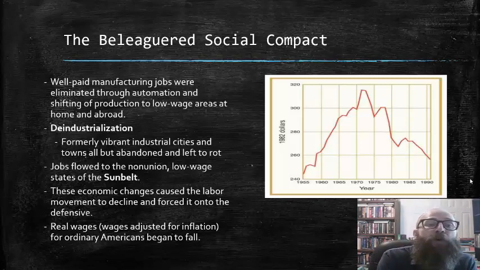Jobs in general flowed to non-union, low-wage states, particularly in the Sun Belt region, which is the Midwestern United States, places like Kansas and Nebraska and Missouri, places like that. These economic changes caused the labor movement to decline precipitously and forced it onto the defensive. Real wages, which are wages adjusted for inflation, for ordinary Americans began to fall, which severely inhibited the purchasing power of most Americans.